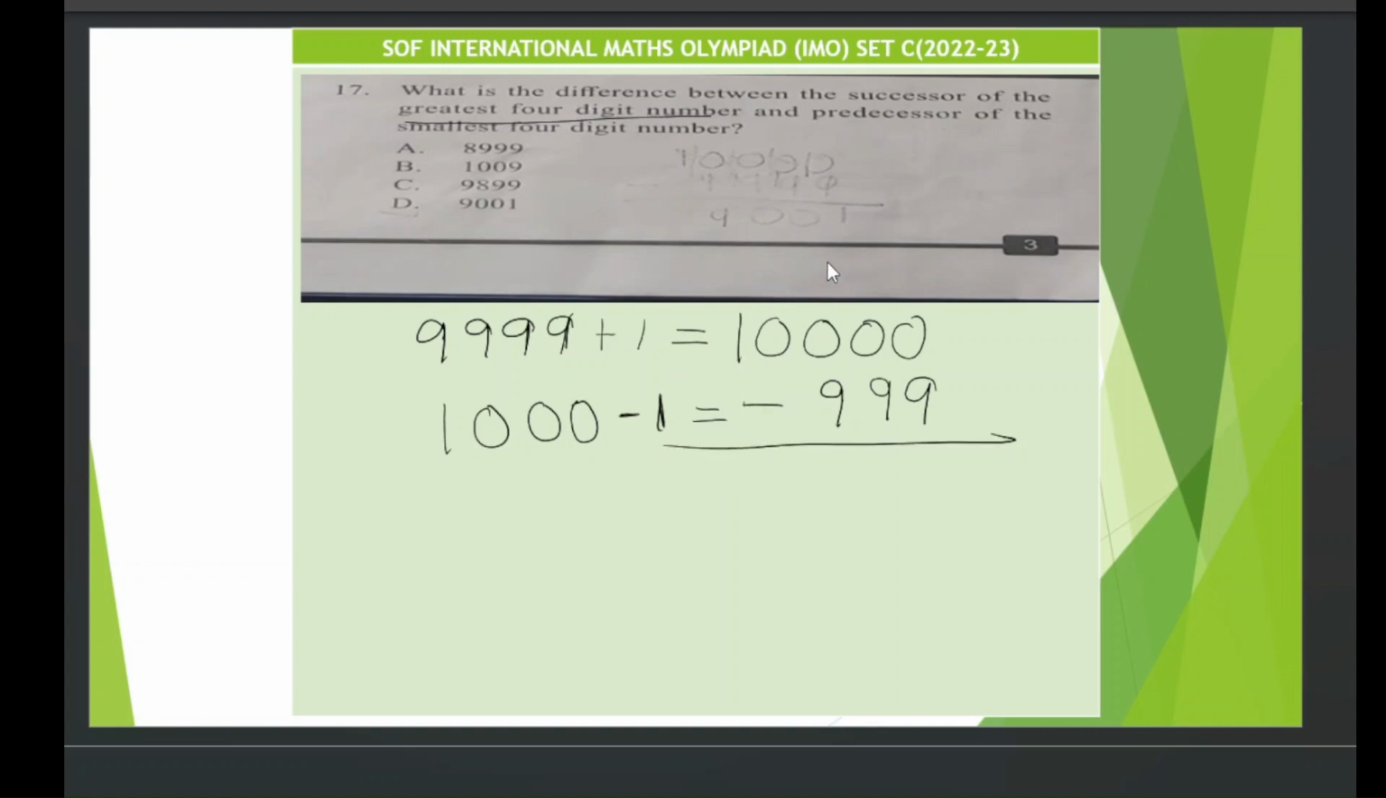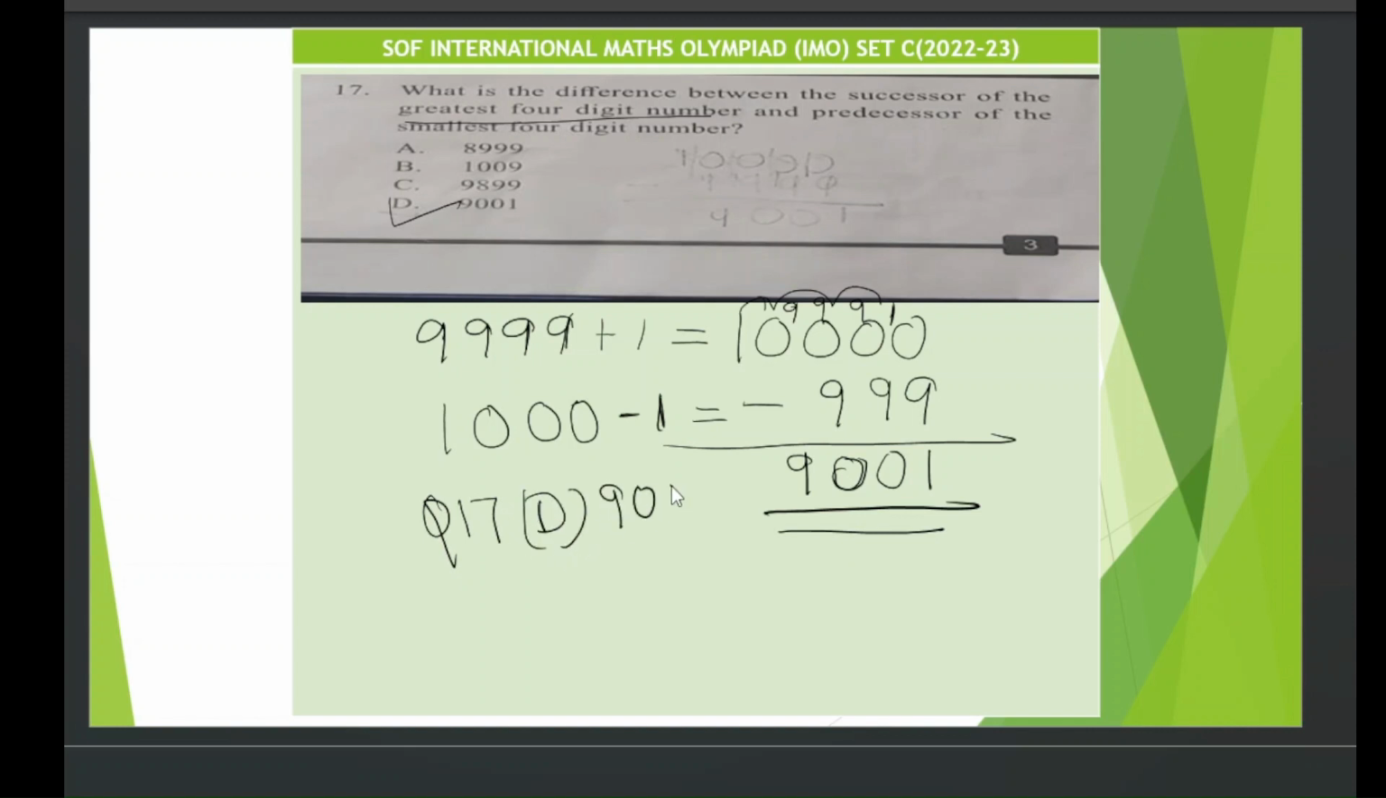Let's find the difference. To make 10 here, I have to do borrowing. If I borrow this one here, finally what is left here is 9, and 9 here and another 9 here. So 10 minus 9 is 1. 9 minus 9 is 0. Again here 9 minus 9 is 0. There is a 9 here because there is nothing below it. So the answer will be 9001. Which option? Option D. So for question number 17, option D, 9001 is the correct answer. Let's move to the next question.